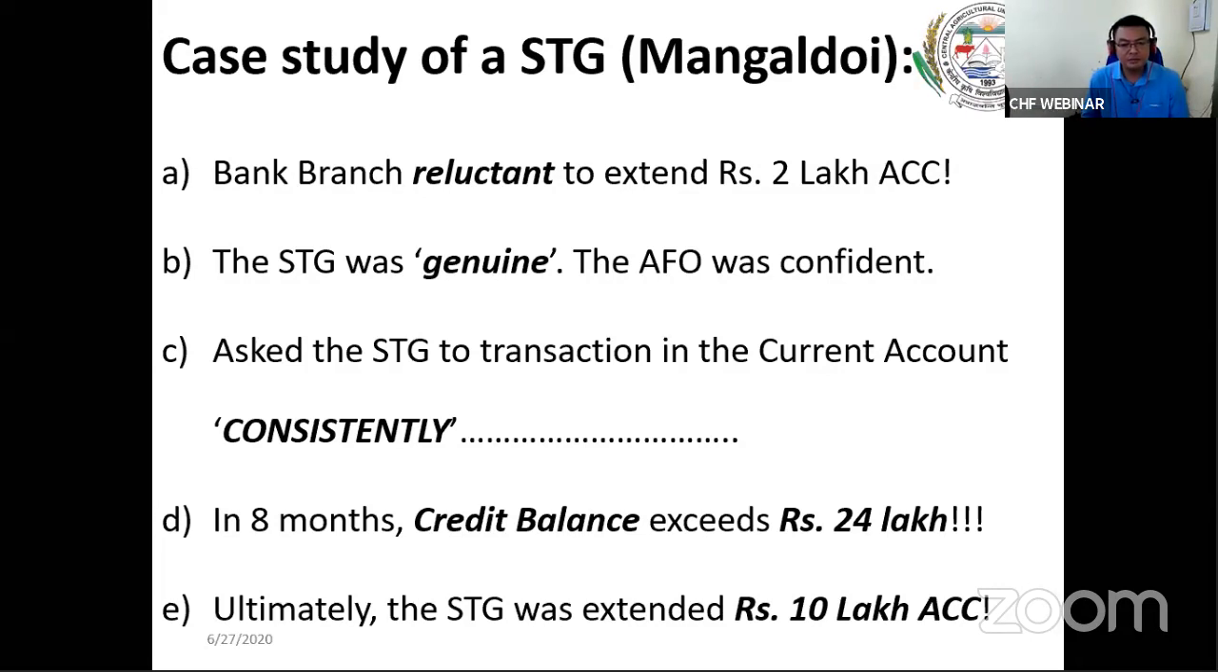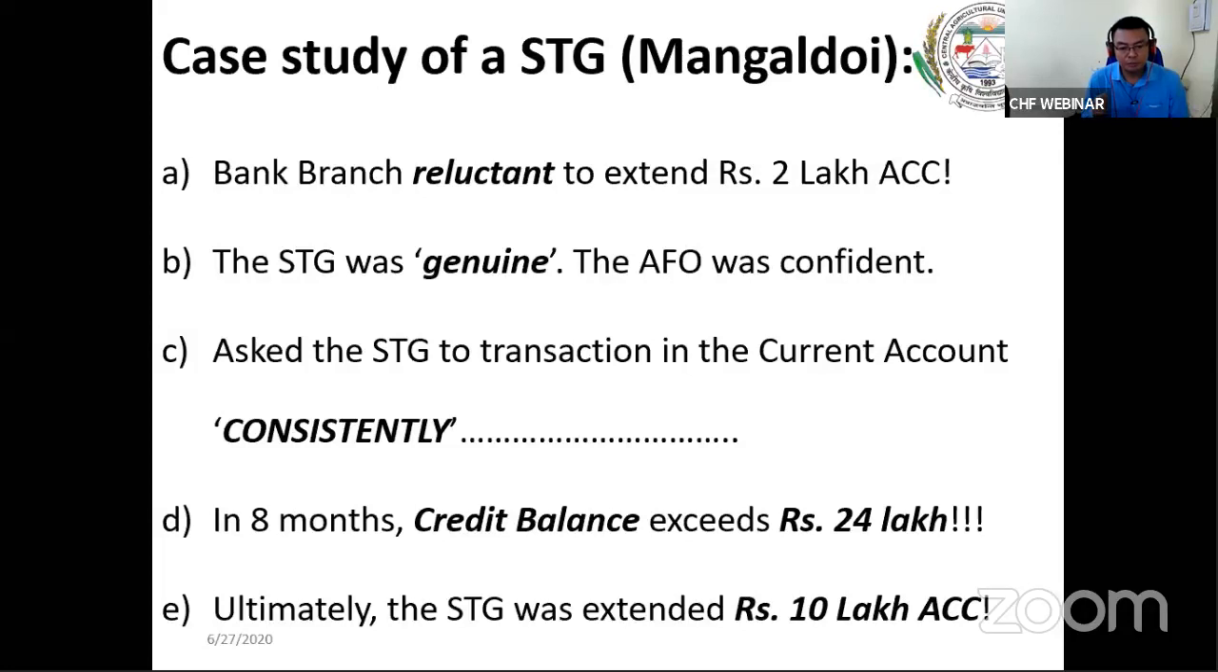Transaction in banking terms means you deposit the money, you withdraw the money. In business terms, whenever you purchase anything, you make payment through checks or through cards. And when somebody is purchasing anything in bulk, take checks or transactions, not always cash. The STG followed our advice, and in 8 months, his credit balance reached 24 lakh.